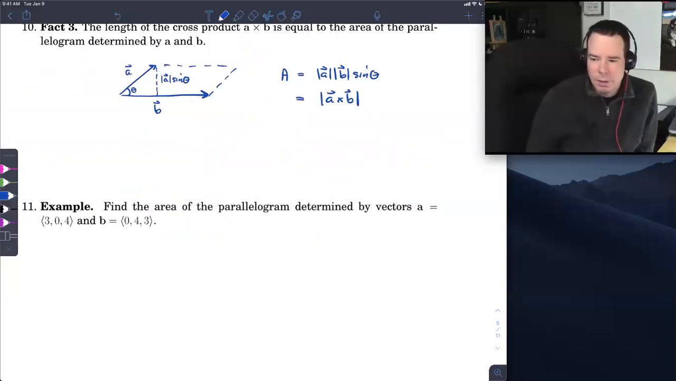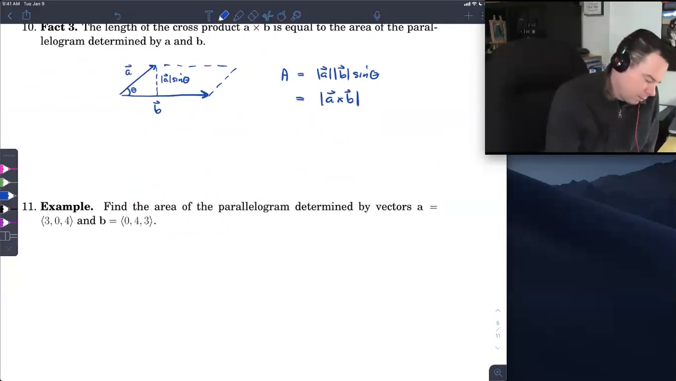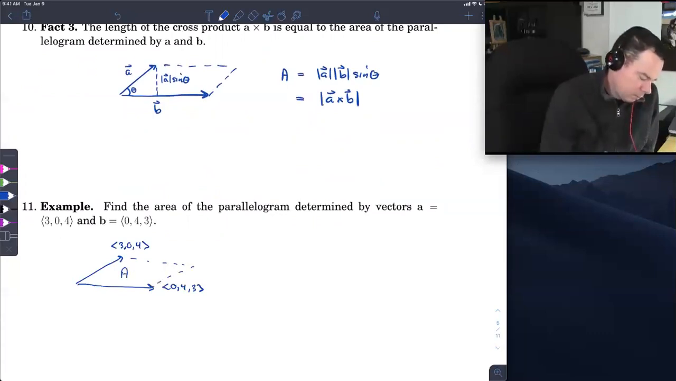Find the area of the parallelogram determined by these two vectors. So I've got this vector, let's say 3, 0, 4, and I've got this vector 0, 4, 3, and I'm interested in the area of the parallelogram that they make. And so the area is just going to be the magnitude of their cross product, 3, 0, 4 cross 0, 4, 3. And so we can go ahead and work out what their cross product is.